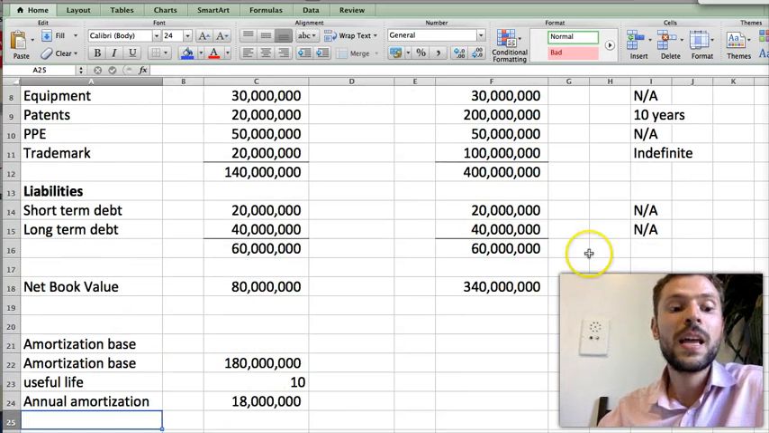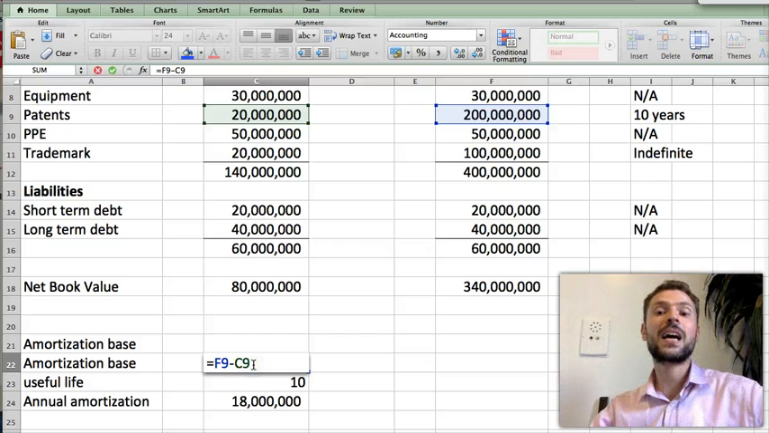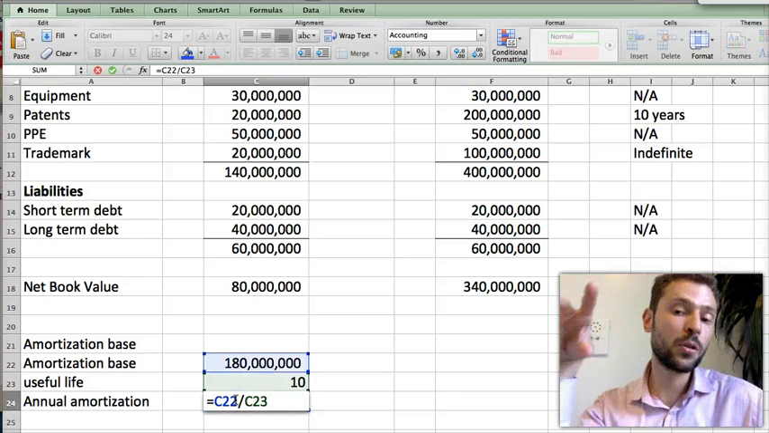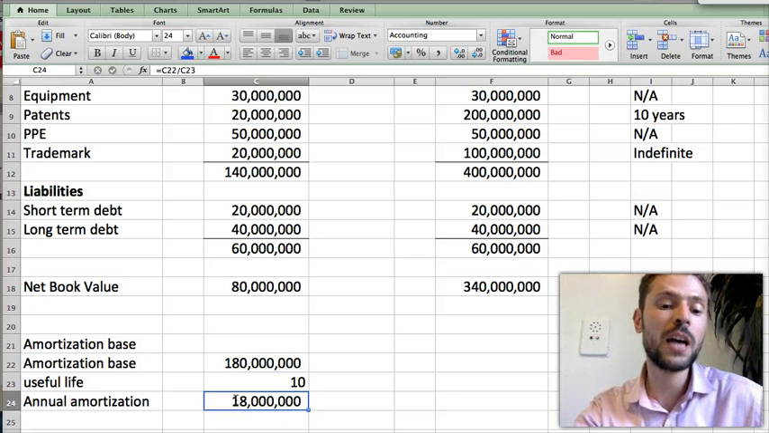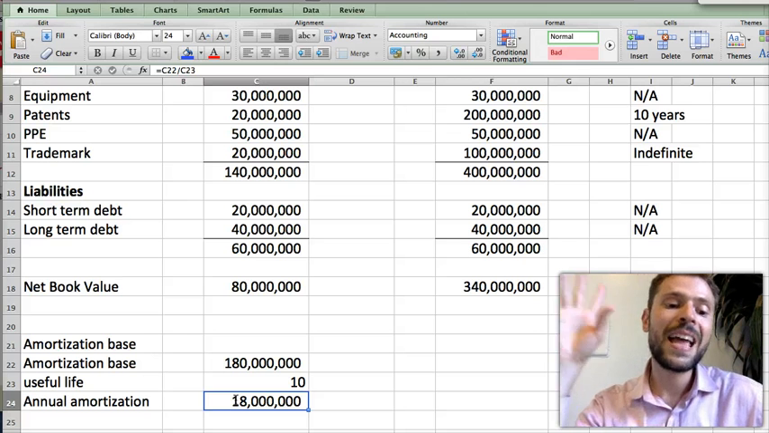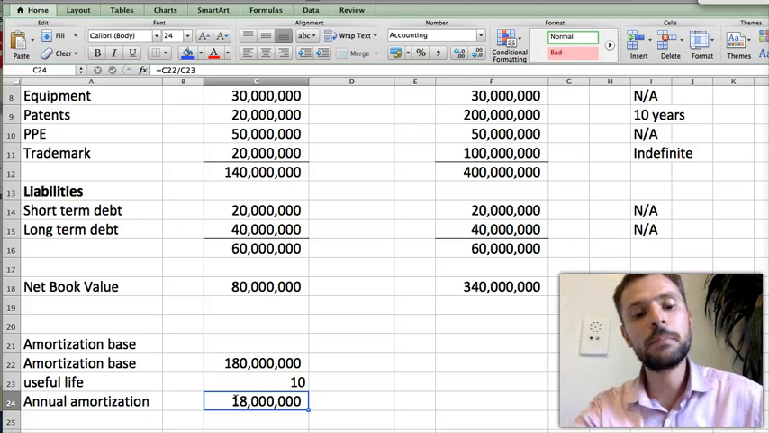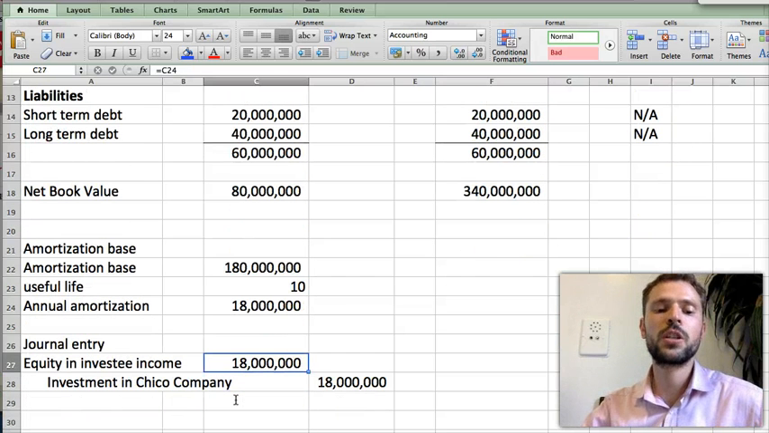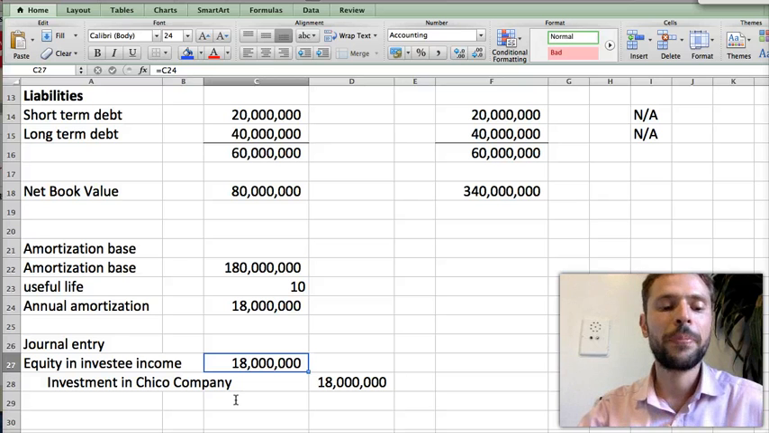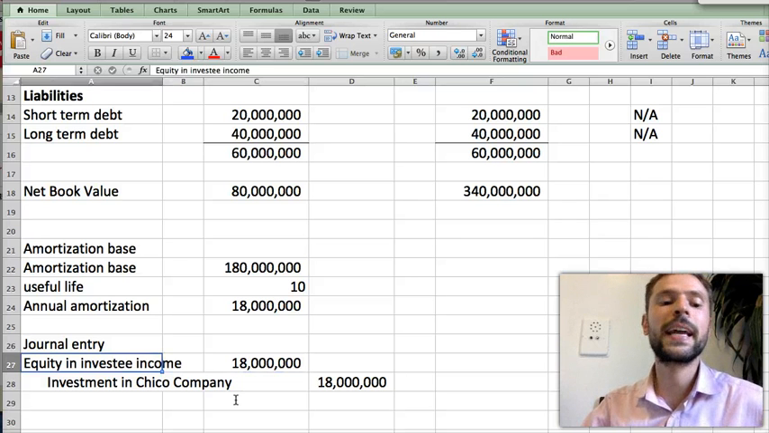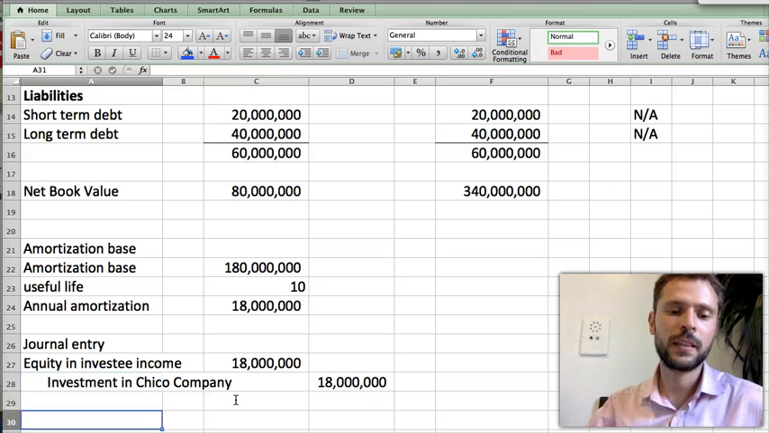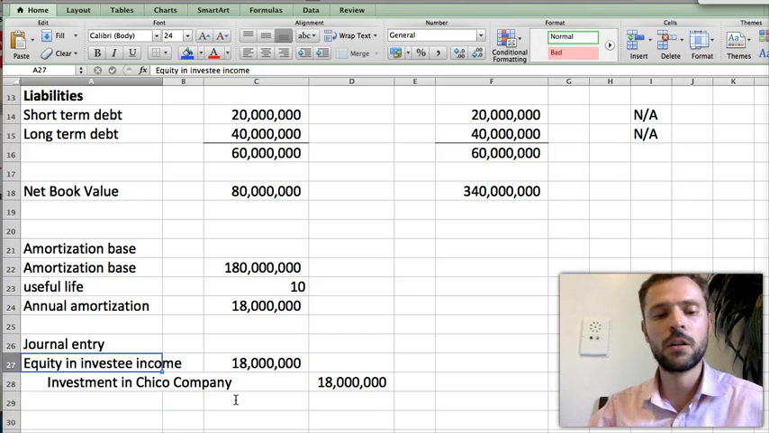What we need to do is compute this base of 180 million and say, hey, this thing will be around for 10 years. Manually, which AOL is not going to do on its own, Verizon needs to do it at the end of the year, annually: $18 million is additional amortization. And the journal entry for that will be on the consolidation piece, which will debit essentially income from investee and credit the investment account. It's going to be an $18 million debit, $18 million credit to account for that.